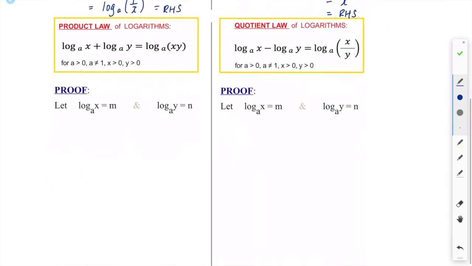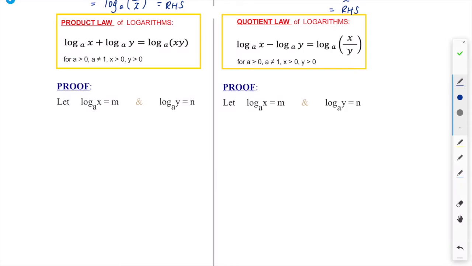And then the next ones are your favorite, maybe, product law and quotient law. So the product law says when I add log x base a and log y base a, so 2 logs of the same base, it can be simplified or rewritten into the product of x and y, log x y base a. And notice that there are some restrictions to these variables. A must be greater than 0 and cannot equal to 1, and both x and y must be positive.